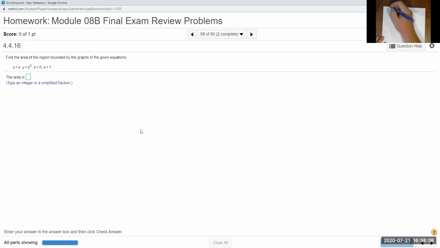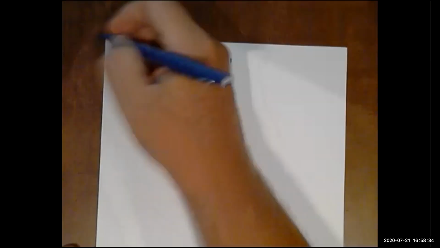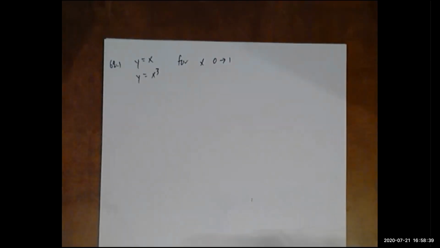So let me write down the two functions. We have y equals x, and then y equals x cubed. And we're looking when x goes from 0 to 1. So this is number 68. So let me sort of tell you what I mean by this.